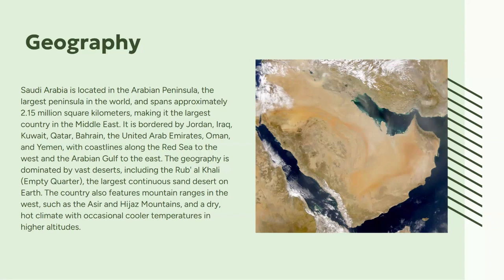Yemen with coastlines along the Red Sea to the west, the Arabian Gulf to the east. The geography is dominated by vast deserts, including Rub al Khali, which is also referred to as the Empty Quarter, and it is the largest continuous sand desert on Earth. The country also features mountain ranges in the dry west, such as the Asir and Hijaz Mountains, and a dry, hot climate with occasional cooler temperatures in higher altitudes.